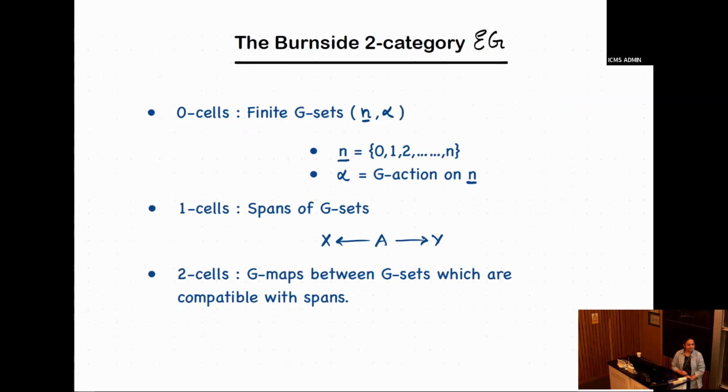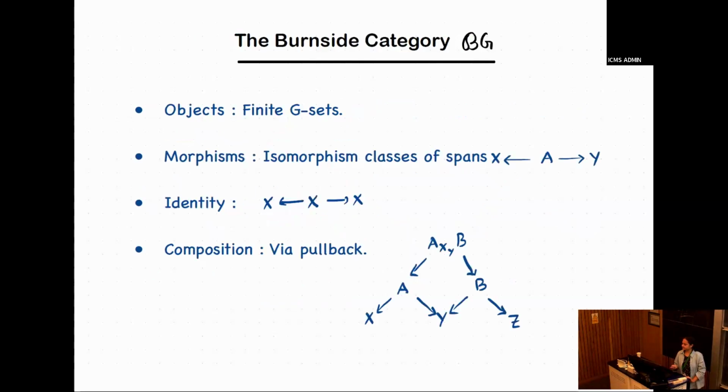So the Burnside 2 category will have 0 cells, 1 cells, and 2 cells. The 0 cells are finite G-sets again. We specify them by n and alpha, where n underlined is the set 0 to n, and alpha is a map from n to n, so it gives a G action on the set n. The 1 cells are the spans of G-sets X, A, Y, even though the notation is the same as for morphisms or 1 cells.